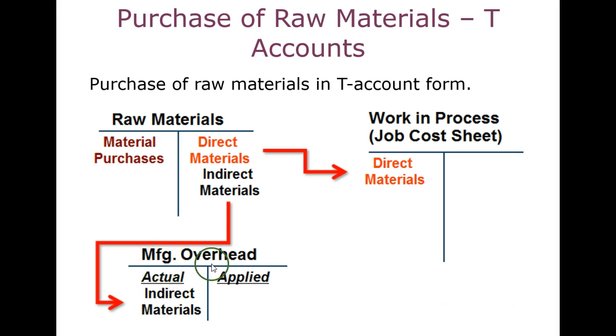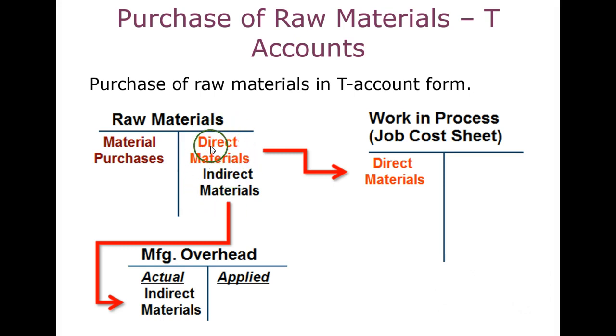So the manufacturing overhead account, and this is not an inventory account. This is just a temporary account used during the year. It's used on the debit side to accumulate your actual overhead cost. And one of those will be indirect materials.